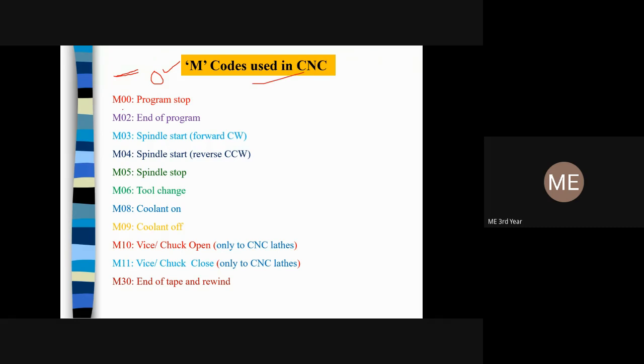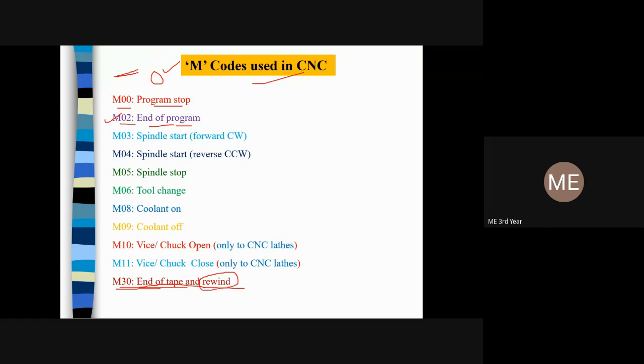So these are the codes you have to also remember. M00 is a program stop, M02 is the end of the program. After the end of the program M02, you can use program stop or you may not, because end of the program M02 and M30, end of the tape, these are the main two codes which are used. And rewind nowadays is not used.